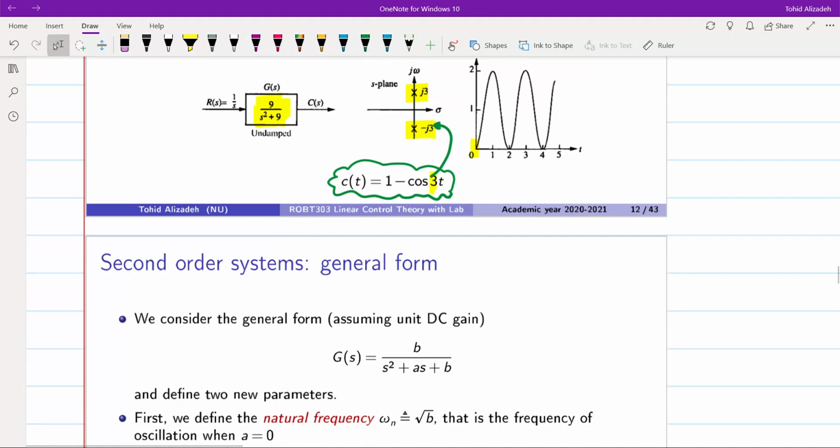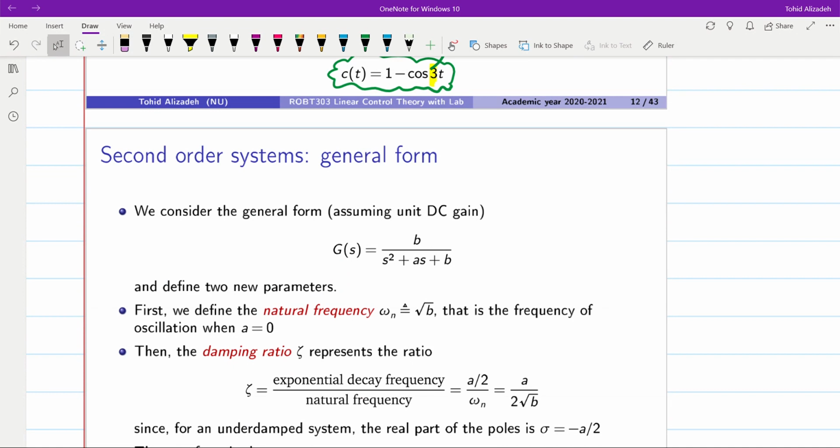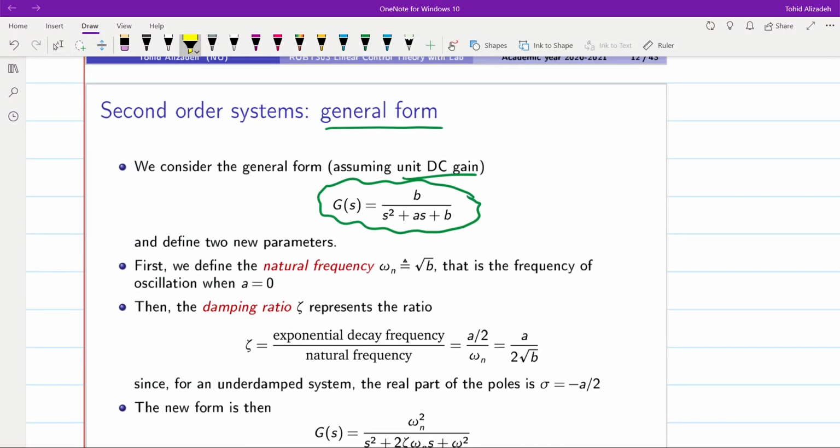So these are four cases that we have for the second order systems. You can see the general shape and general form. Later we will go into details of each case one by one, but for now we just take into account the general form, okay? In the general form that we have, assume that we have a unit DC gain. G of S is illustrated in the form of B over S squared plus AS plus B, as we already had. We just defined two new parameters. One is called the natural frequency, and the other one is called the damping ratio.